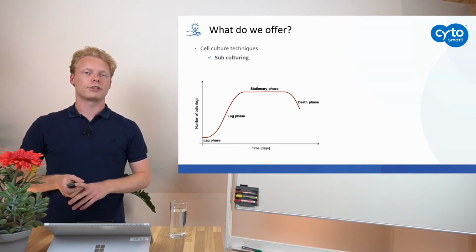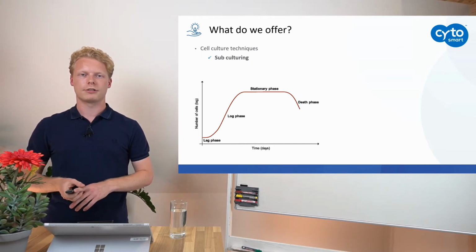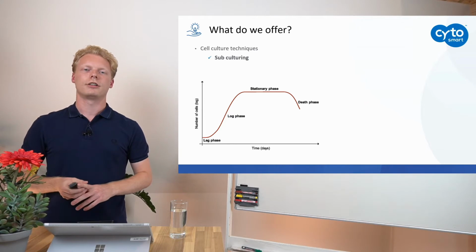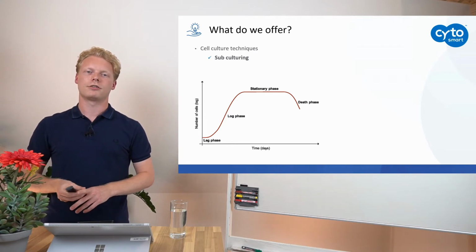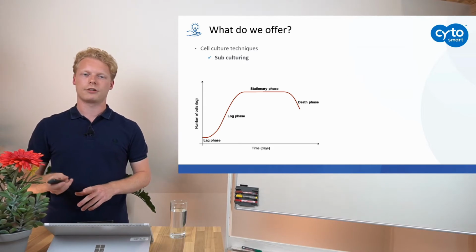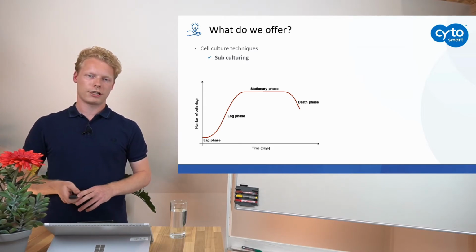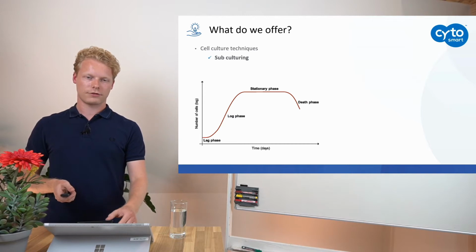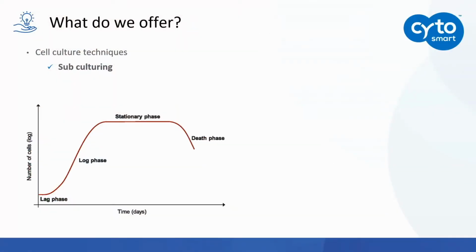One very essential thing when we want to perform experiments is that we have a healthy cell culture, and a healthy cell culture means that you also have to passage your cells, or subculture, at the right time. So if we look, for example, at the growth curve of cells, we identify different phases. First of all, we see the lag phase, followed up by the log phase, then the stationary phase, and the dead phase.